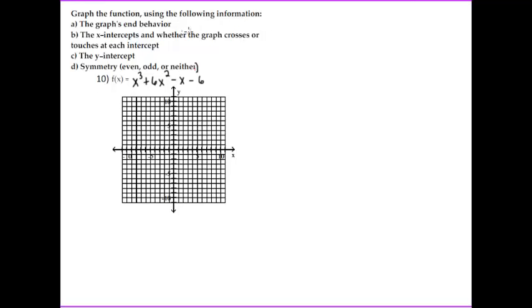So we're going to graph the function on 10 using the following information. So part A, to find the end behavior, you look at the very first term here. It's a positive term and it has an odd power, so you look at your chart and you see that the end behavior falls to the left, rises to the right.